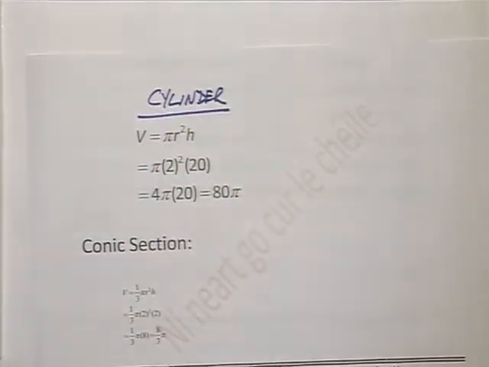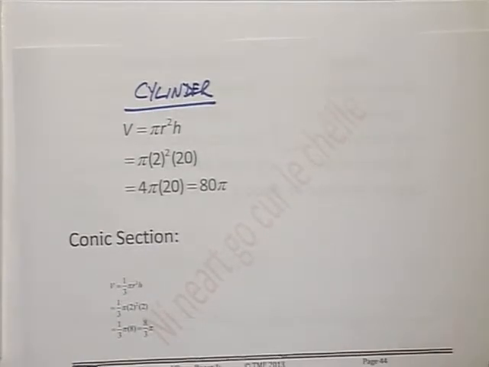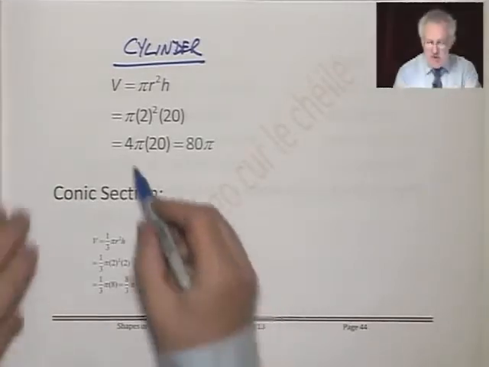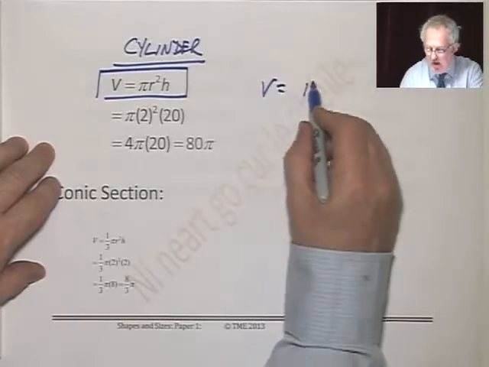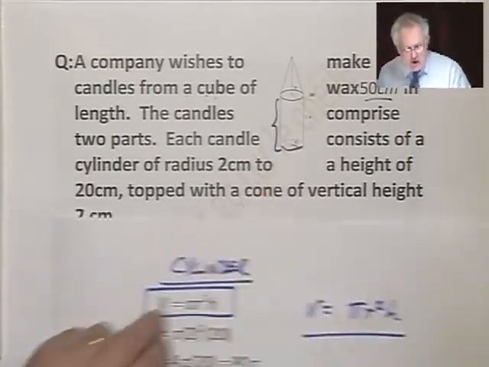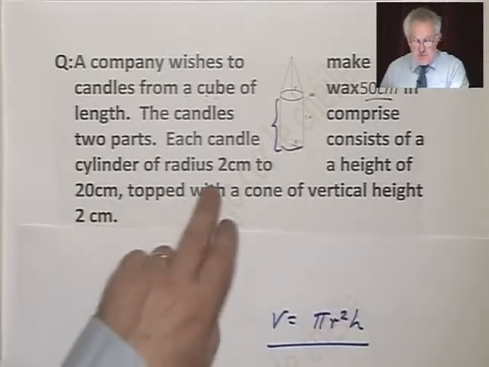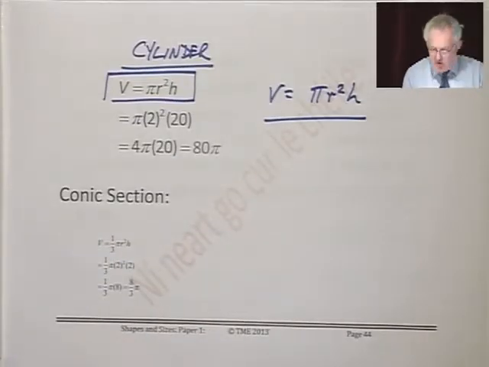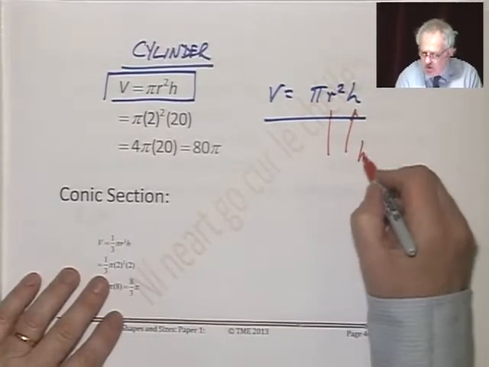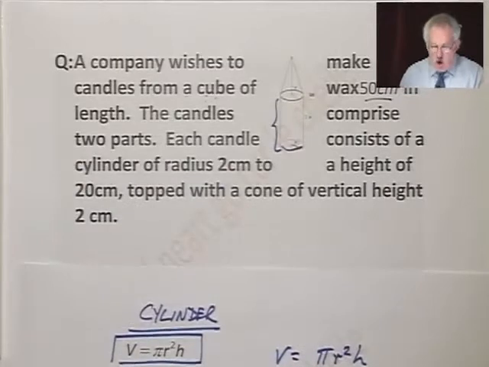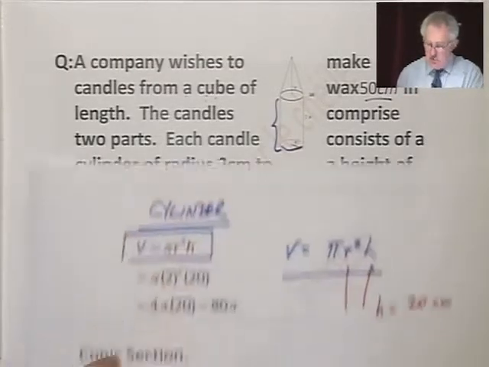It's volume. If it's volume, you go to the log tables. You go to the tables and you say, where's the formula for the volume of a cylinder? And it is here as V is equal to pi r squared h. But in this question, it's not that bad, because you're actually told the height of each. The height h is 20 centimeters, and you're told that the radius is 2.